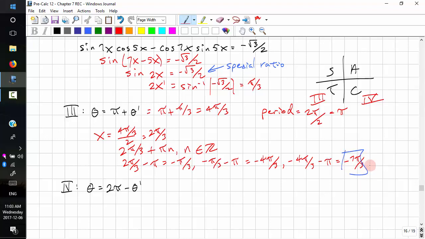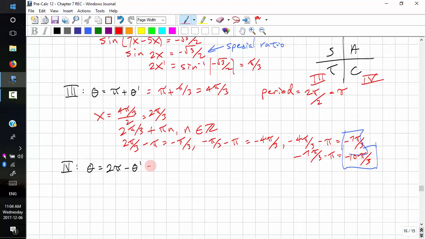And we need to subtract one more time. Negative 7 pi over 3 minus pi, that's negative 10 pi over 3. And that's in the domain. Negative 4 pi is negative 12 pi over 3, so we can't subtract anymore.